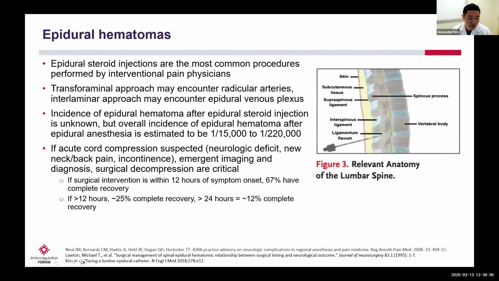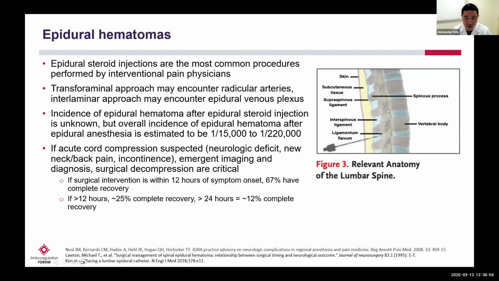So I think if you asked pain providers what their most feared bleeding complication was, probably the most common answer you'd get is a spinal or an epidural hematoma. Epidural steroid injections are the most common procedures performed by interventional pain physicians, and there are a number of approaches to doing this procedure. One is the transforaminal approach.